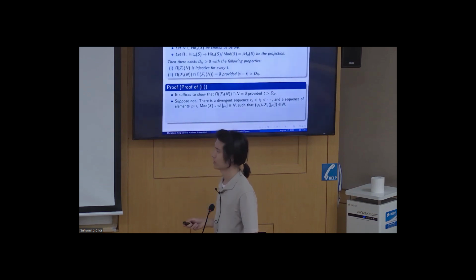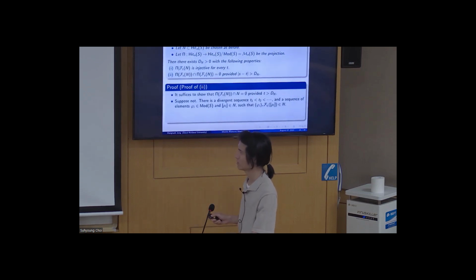And we also negate the conclusion. Then there exists a divergent sequence because there's no bound Tn here. So we have a divergent sequence, the Ti's, and a sequence of mapping class group elements and a sequence of elements in N, such that this quantity returns to the original set N.